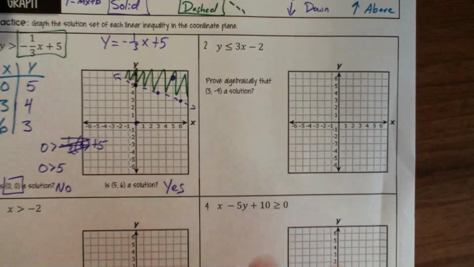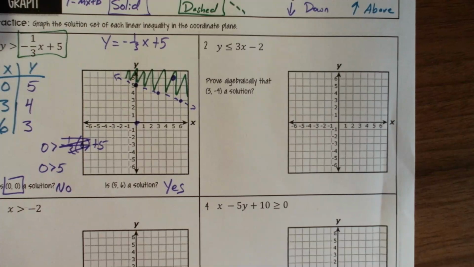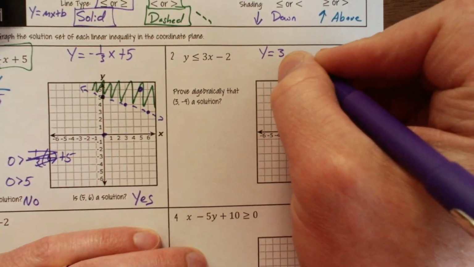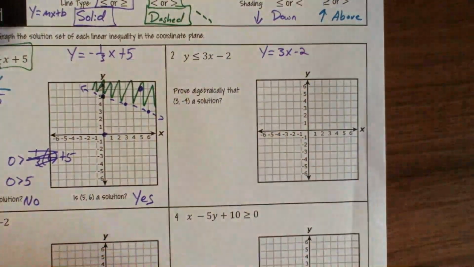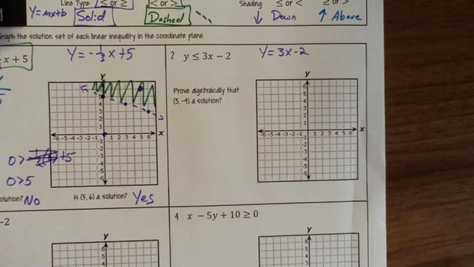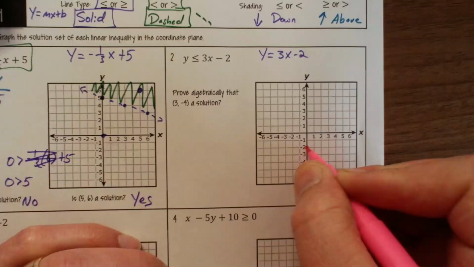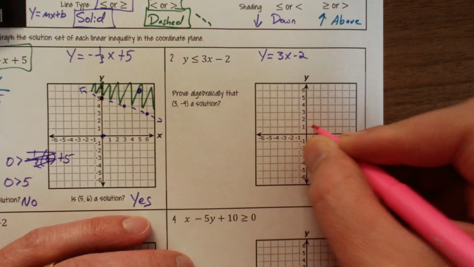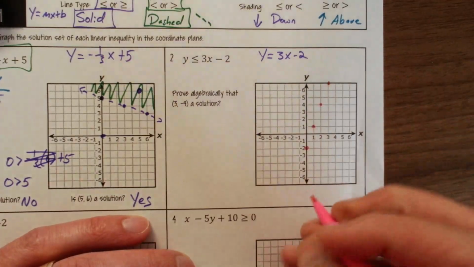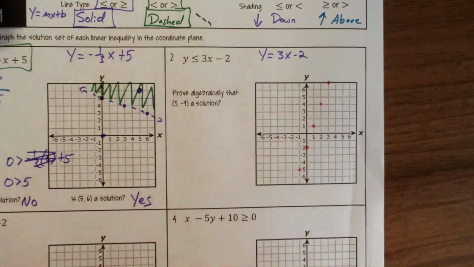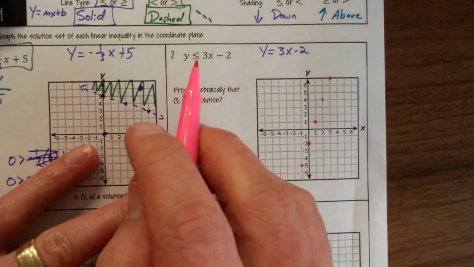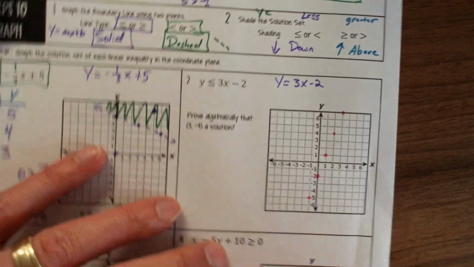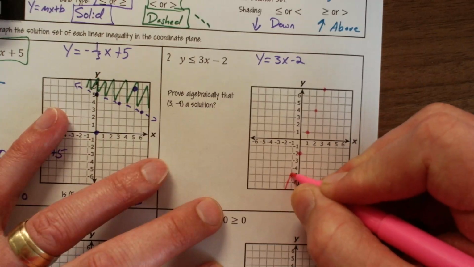Number 2, y is less than or equal to 3x minus 2. So I'm first going to graph this in Desmos. y equals 3x minus 2. It's going to give me a line starting here with a y-intercept of negative 2 and a slope of 3. So it's up 3 over 1. And it looks something like this. Now, to verify my line, this is less than or equal to. Less than or equal to uses a solid line. So I'm going to connect all of these dots.